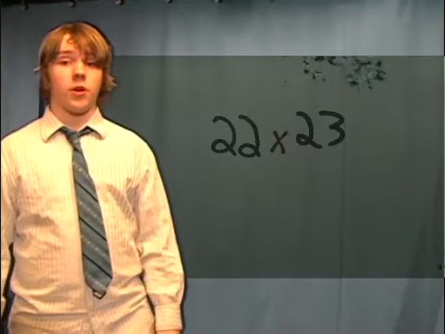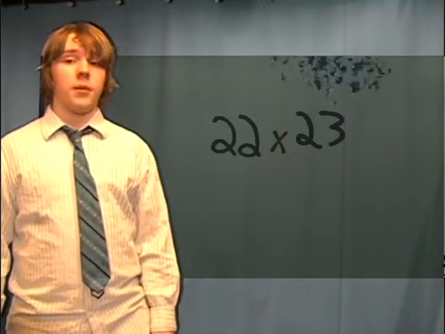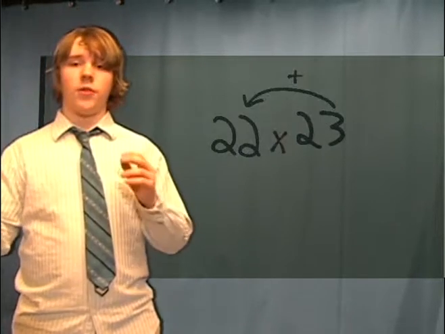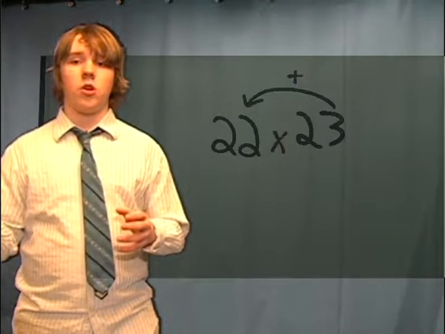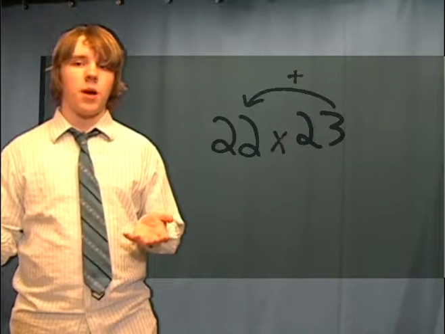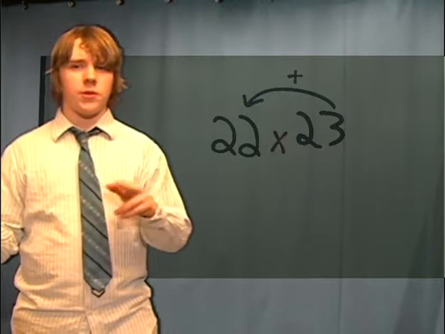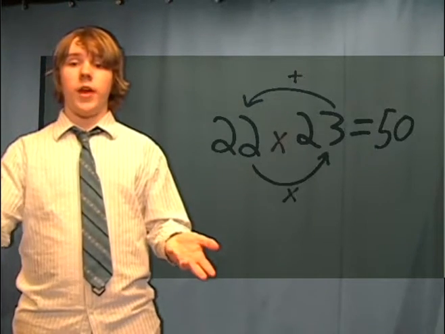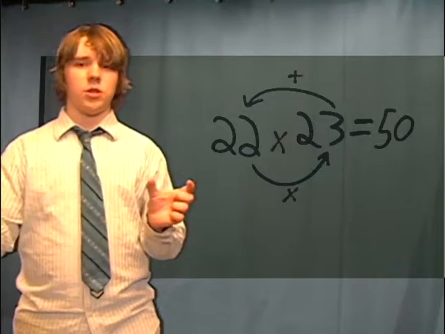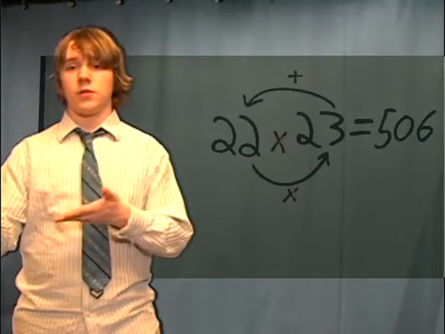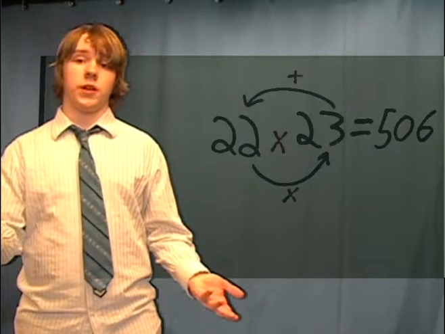Our example problem is going to be 22 times 23. So what we do here is we add the last digit of the last number, sort of like we did with multiplying by base 10, but this time we double it. So 3 plus 22 is 25, then we double it to make 50. Simple. Then we multiply the last 2 digits of each number, like we did before. So 2 times 3, 6. So our answer would be 506.